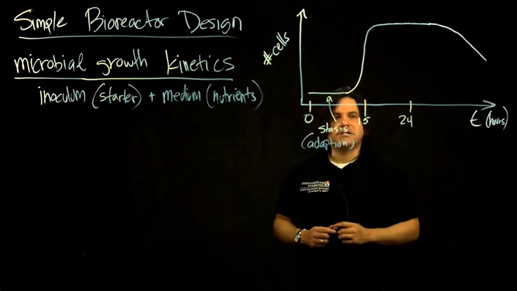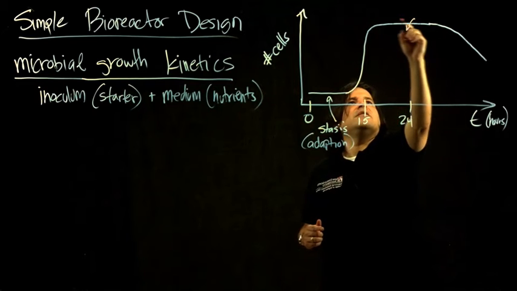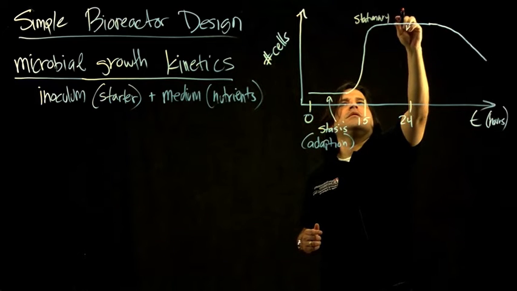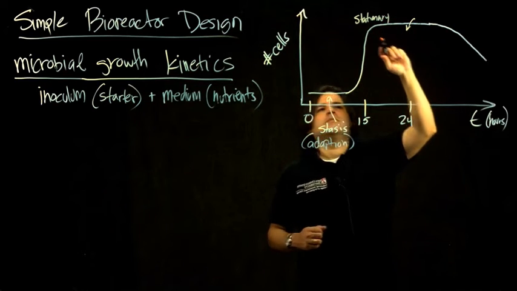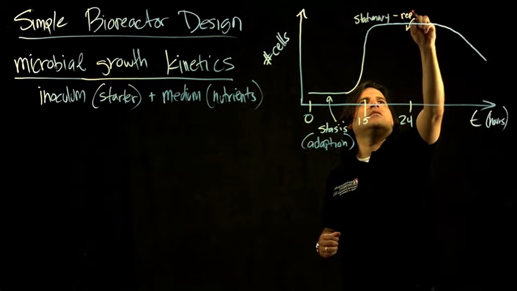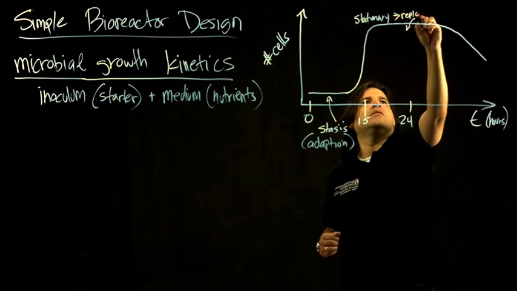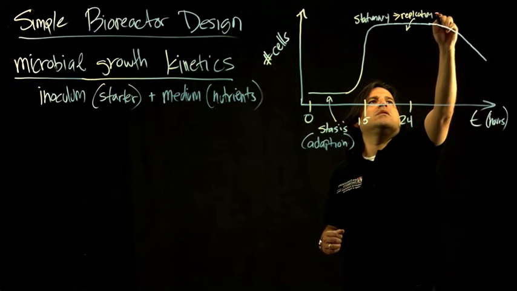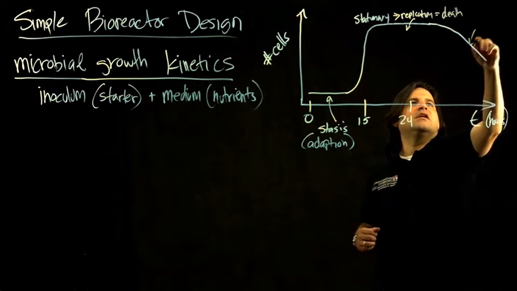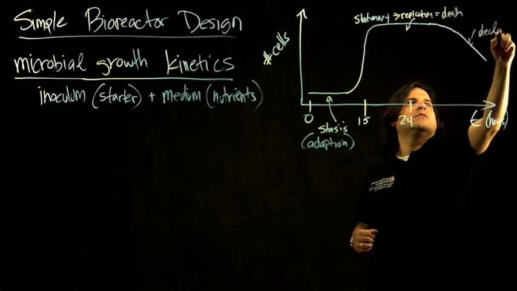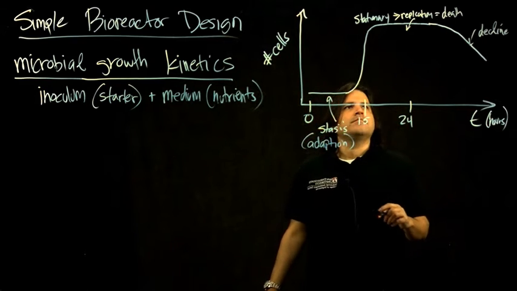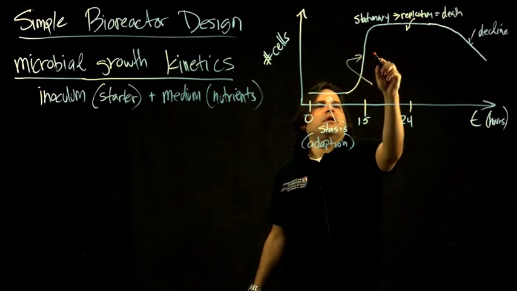So this is the stationary period, where the replication equals the death rate. And this is the decline of the population. And this is the exponential growth rate.